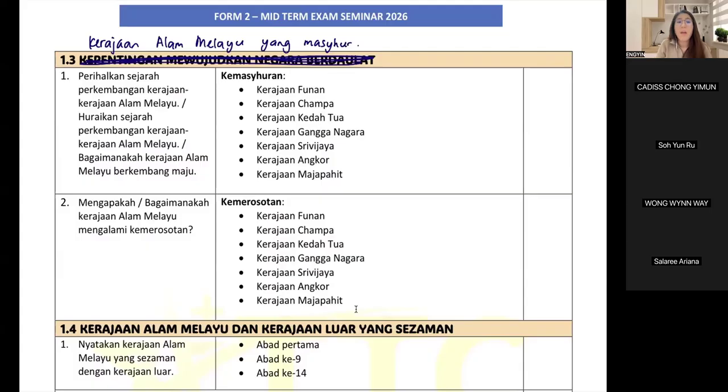Okay. Now, we have a total of 7 kingdoms, and you need to know them for 1.3. We can break it down into 2 parts. Your teacher will ask you why they are so prosperous, famous and strong. Kemasyhuran means prosperity, a glorious era, meaning they're very strong and famous. Why? What makes them so strong? Why? How? When? Who? You need to use all the 4W1H. You learn that in your English essay, right? It's time to really practice all these skills.